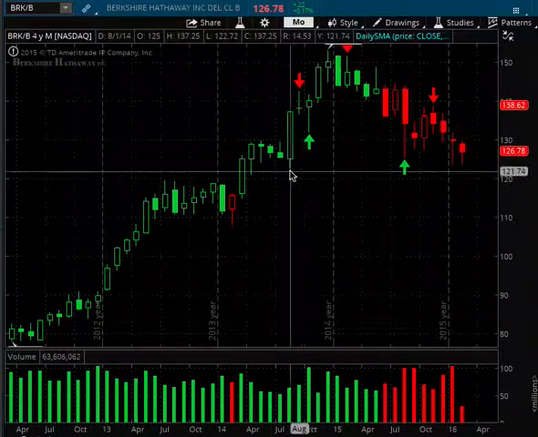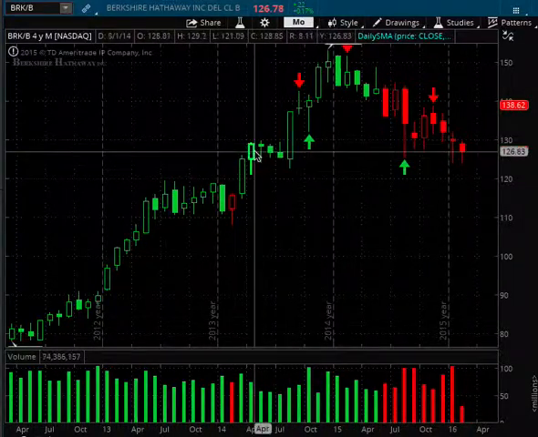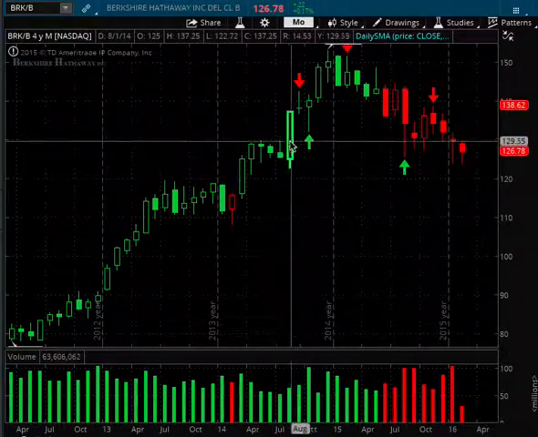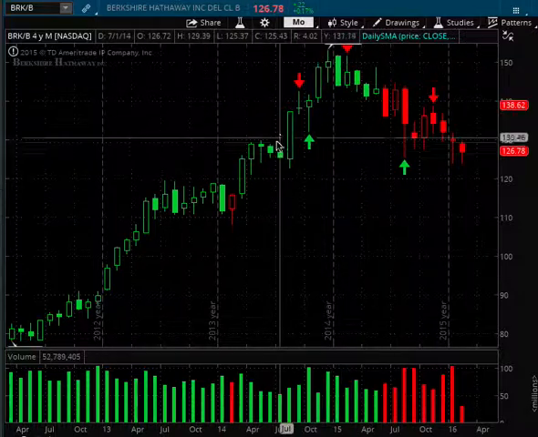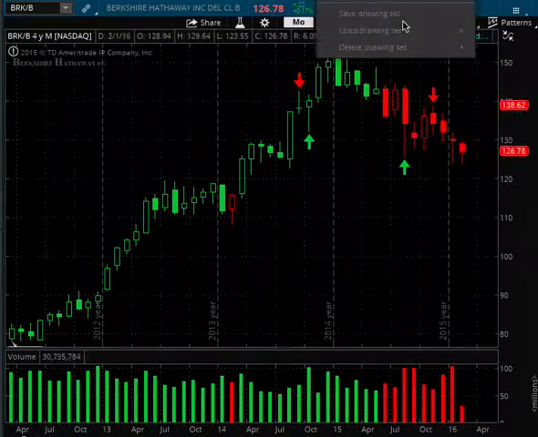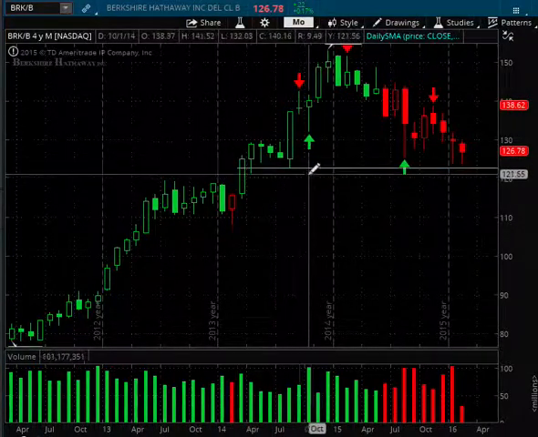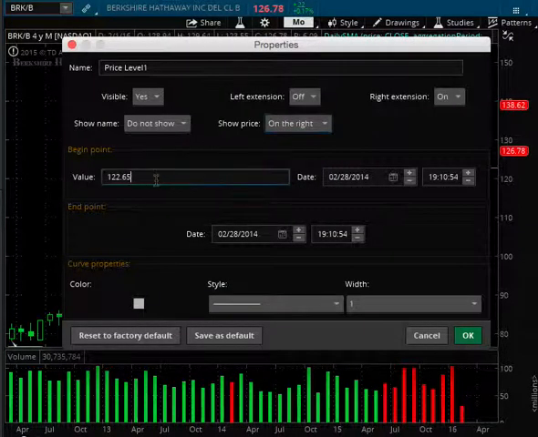Why did I choose this point? Well, it's the closest to where we're at right now. So here we went low and then we went high. So I want to look for that day or that month that we changed course. So looks like right here the low was right around 122.72. Now Berkshire Hathaway is a $120 stock.